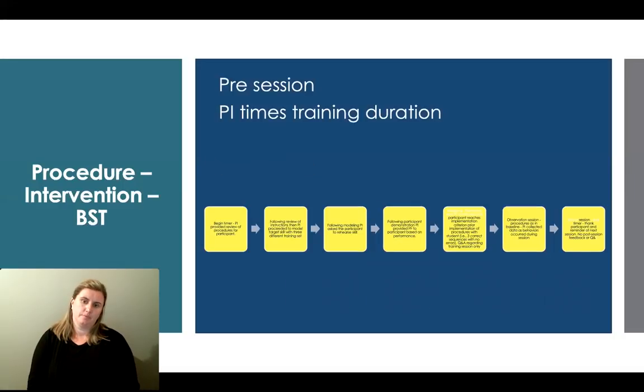For BST, it was pre-session, as mentioned. So the timer began when the participant was provided with instructions to review. Following review, we reviewed that specific set of definitions and steps with the participant, with the paraeducator. Following review and opportunities to ask questions regarding those specific definitions, modeling began. So there were 3 opportunities for modeling.